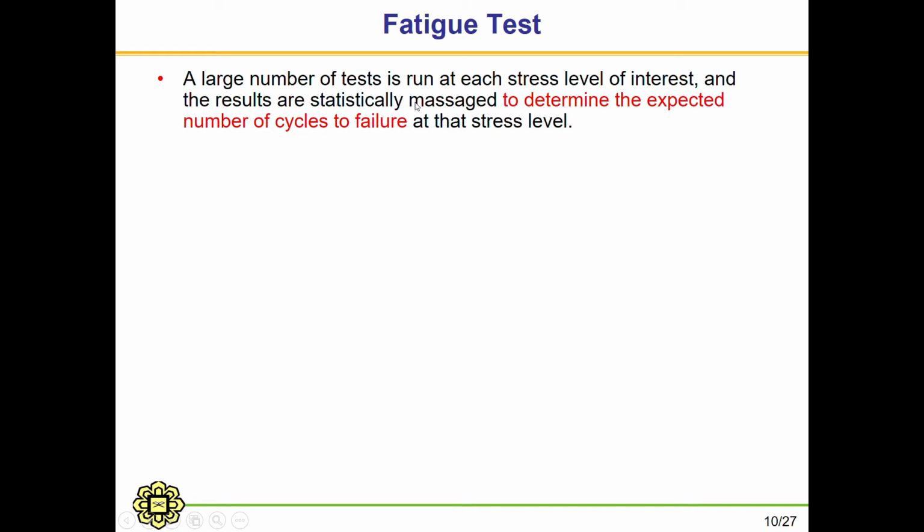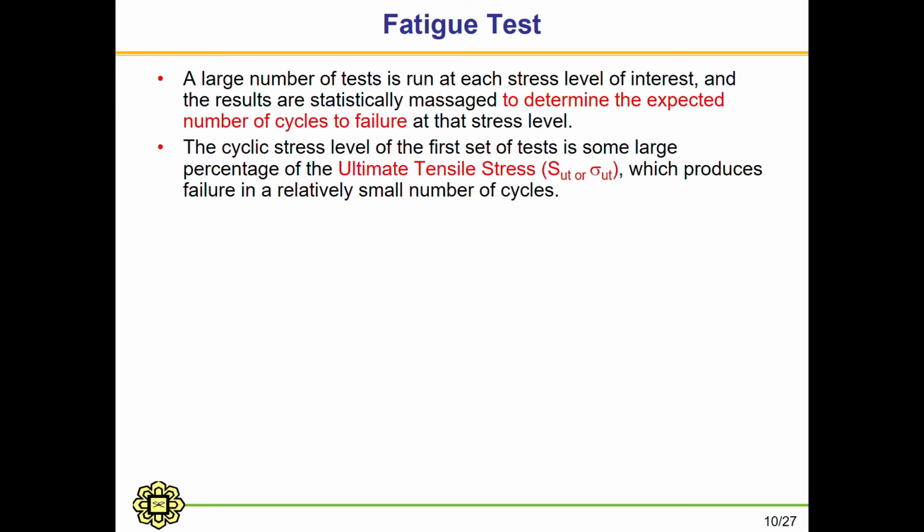A large number of tests. Okay, this is about the fatigue test. A large number of tests is run at each stress level of interest. That means at what value of the stress that you want to test. And the results are statistically measured to determine the expected number of cycles to failure at that stress level. The cyclic stress level of the first set of tests is some large percentage of the ultimate tensile stress, which we refer to as SUT or sigma UT, which produces failure in a relatively small number of cycles.